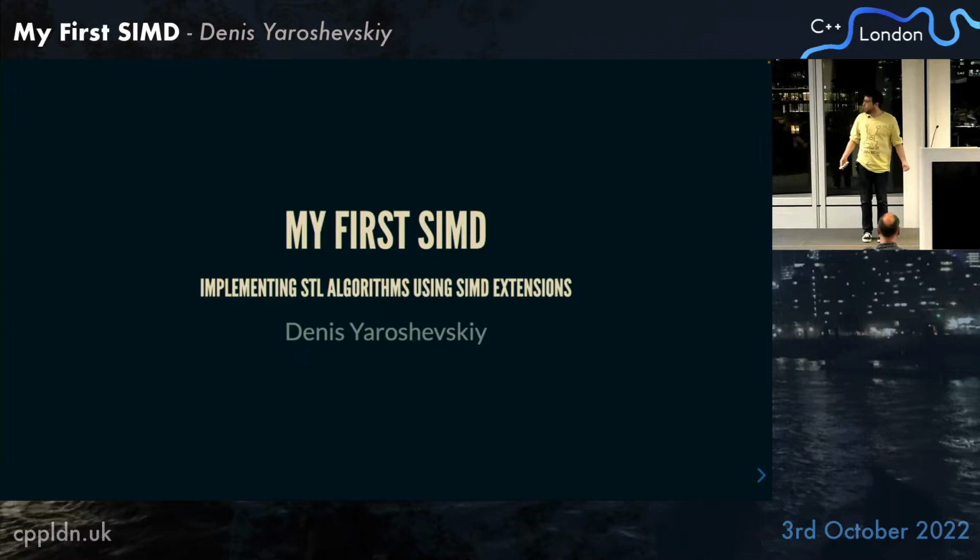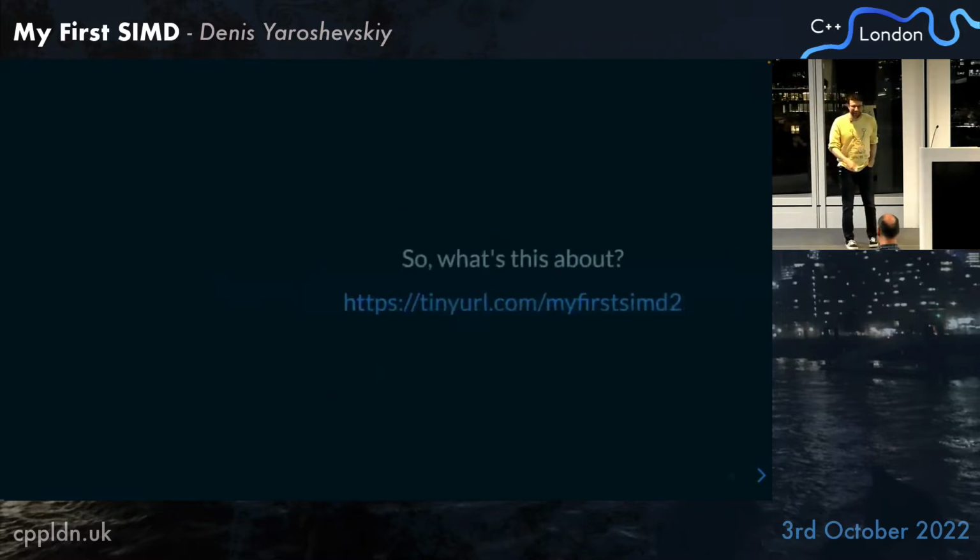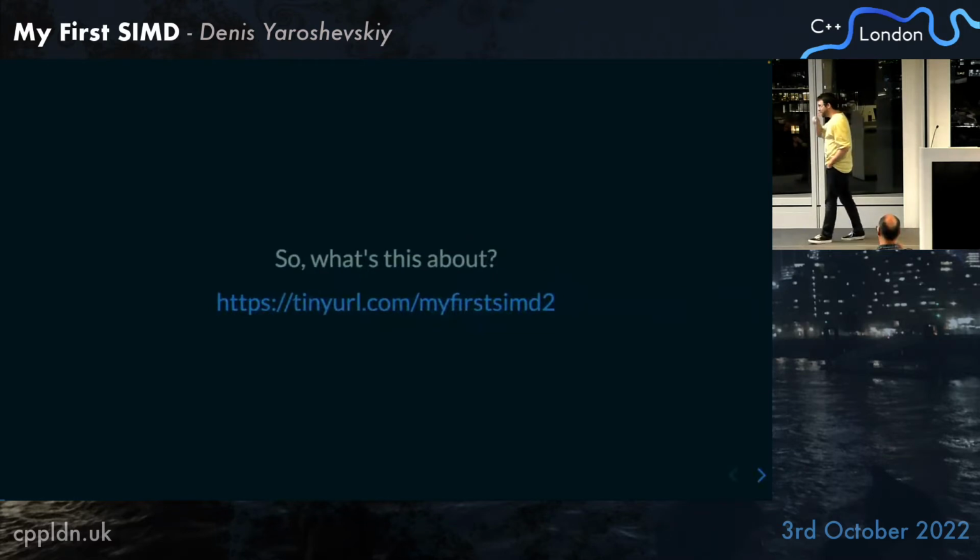Hopefully after this you will understand a little bit about how SIMD works just in general, and maybe you'll be able to write a little bit of SIMD code. My first SIMD is actually a reference to an Eminem song. That doesn't matter. So what's this about, right?